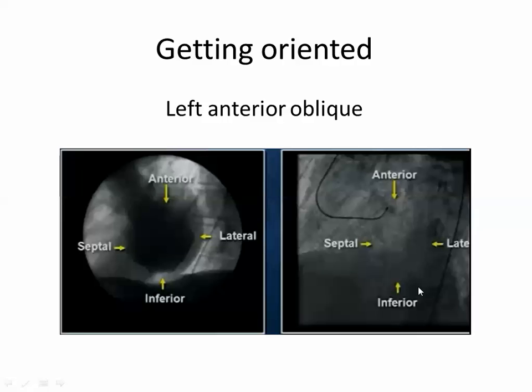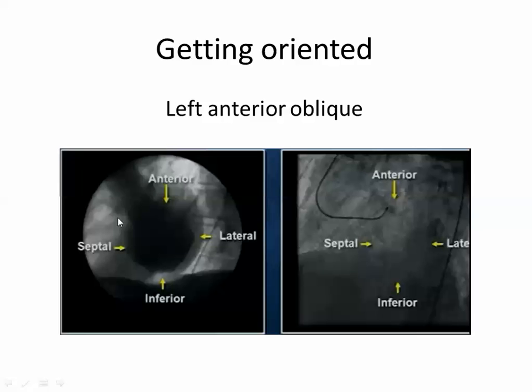This is LAO. What is this view resembling in the echo? Short axis. In the short axis, the mnemonic is SALI. This is the septum, this is the anterior, this is the lateral, and this is the inferior. Where is the RV? Here, as in a short axis. So if you have VSD or VSR, what will be the direction of the dye from here to here? Yes, it's clear. So even congenital, you can read, no problem.